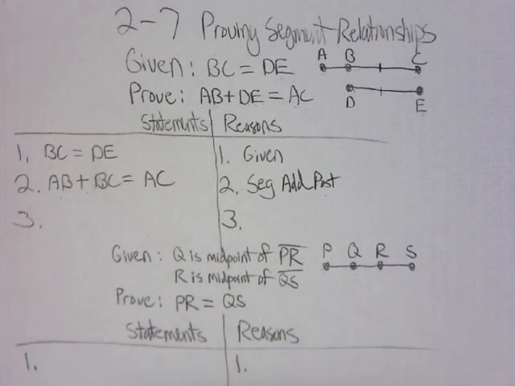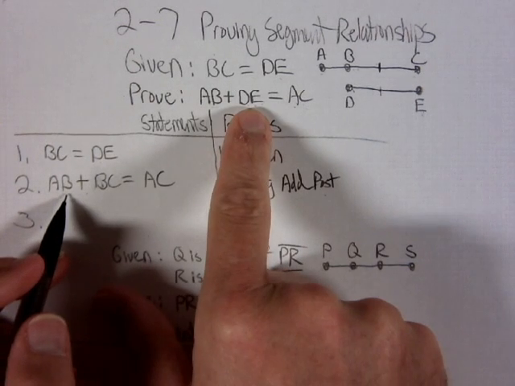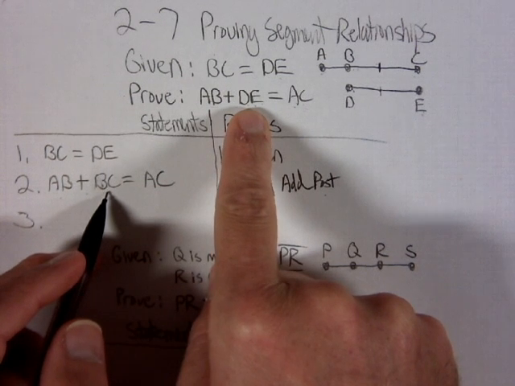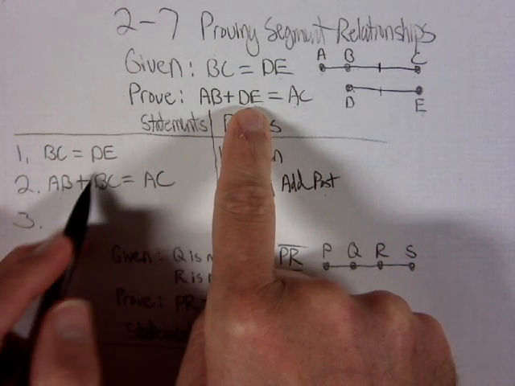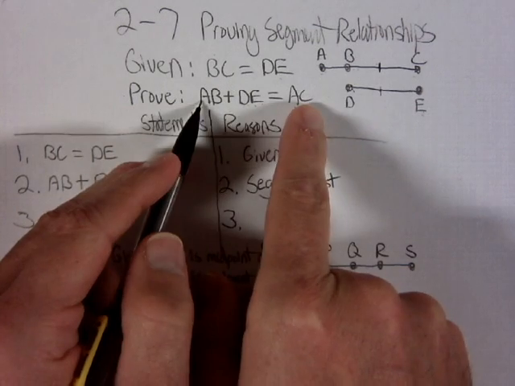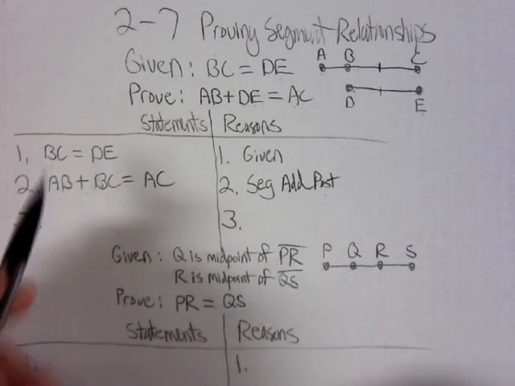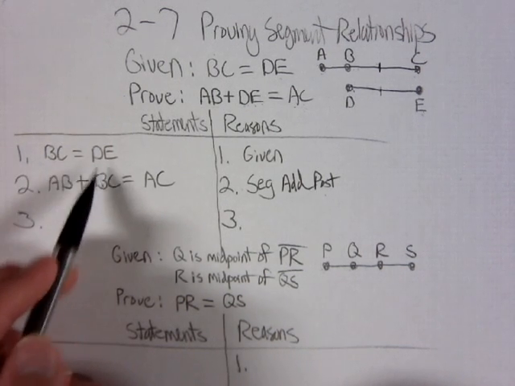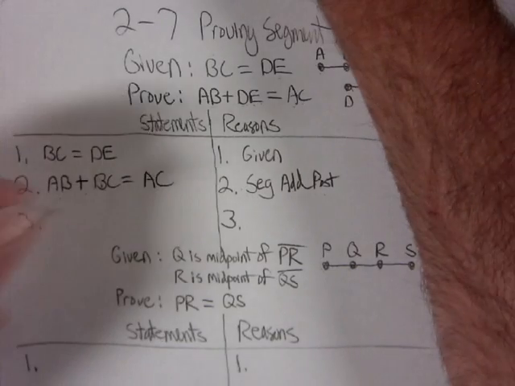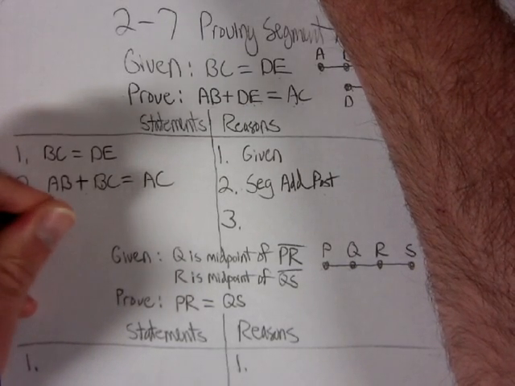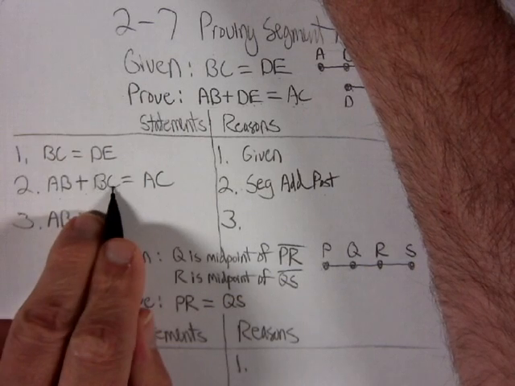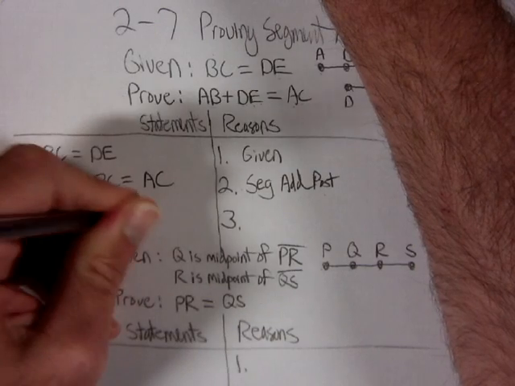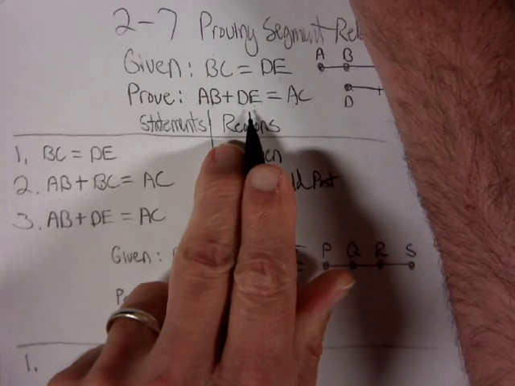All right, now, I'm pretty close to what they asked me to prove. The only thing I need is I need BC to become DE somehow. So if there's a way that I could magically change BC to DE and get what I want, that would be great. Well, what is BC equal to? DE. So when you take something out and put what it's equal to in its place, that's substitution. So AB plus, instead of BC, I'm going to take that out and I'm going to put DE in its place, equals AC, and now I have what I was asked to prove.